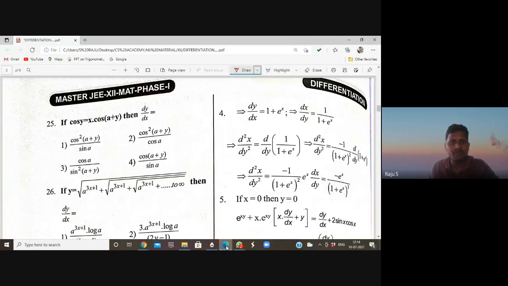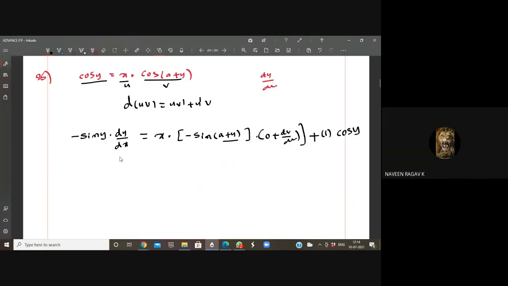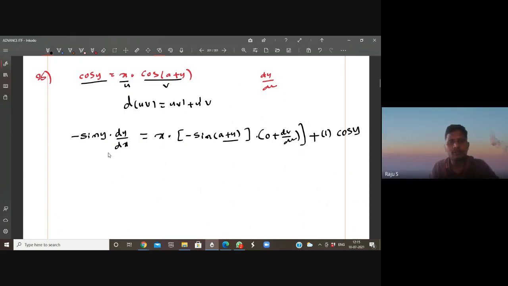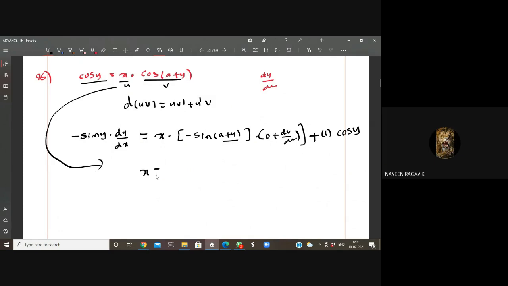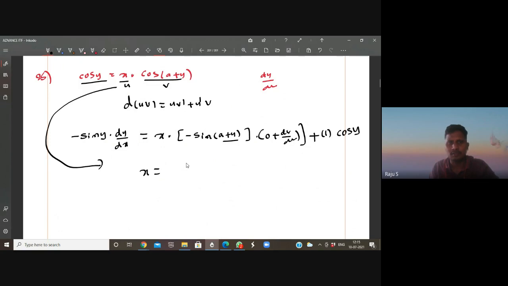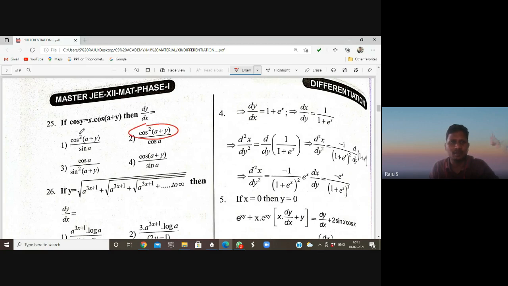Okay, so when we observe the options here, we are having some cos square of a plus y, sin a, like that. Sir, or in the first step itself, we can take it as x is equal to cos y by cos of a plus y, sir. Why not? Yeah, you may take like that also. And then dx by dy, we can change it as dy by dx, sir, reciprocal. Yeah, sure. That's fine. Because directly we are going to get the square. When I write here cos y, as you said, cos y by cos of a plus y, in this case what will happen? You are going to get the direct answer, like cos square is there, cos square is there.